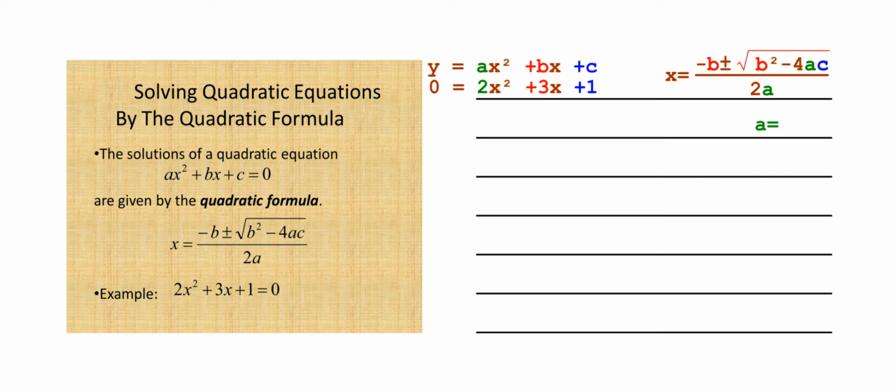In that case, let's list them out. A, B, and C values. The a value we can tell is the 2, and it's a positive 2. The b value is a positive 3, and the c value is a positive 1. So whatever signs you would have there, you'd include them in this case.